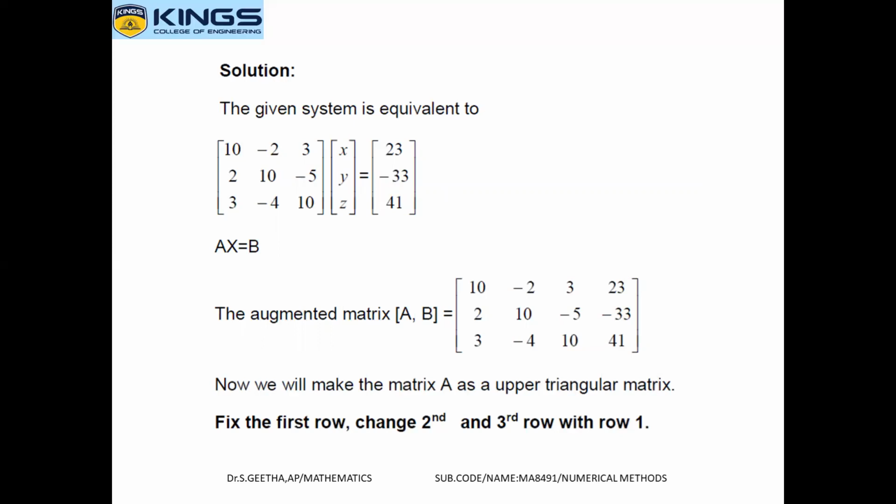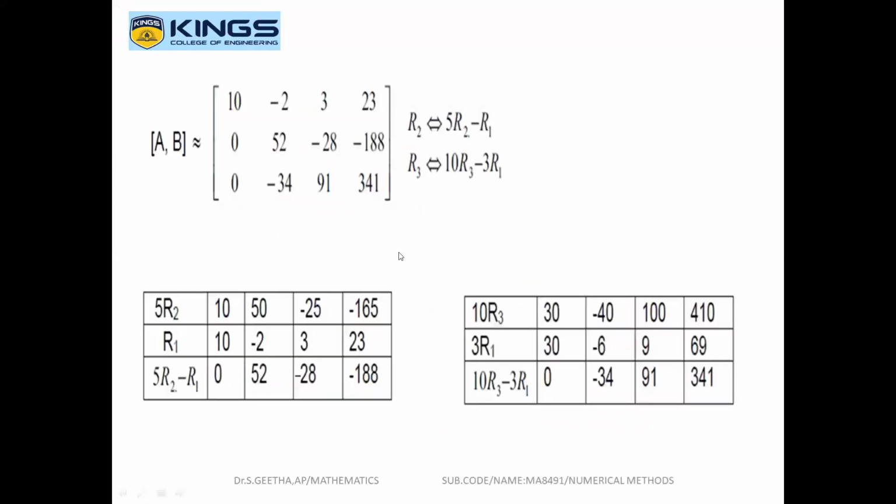The augmented matrix [A, B] is equal to 10, minus 2, 3, 23; 2, 10, minus 5, minus 33; 3, minus 4, 10, 41. Now, we transform this matrix to an upper triangular matrix. We fix the first row and we change the second and third rows by fixing the first row. To change the augmented matrix, we use some elementary transformations.